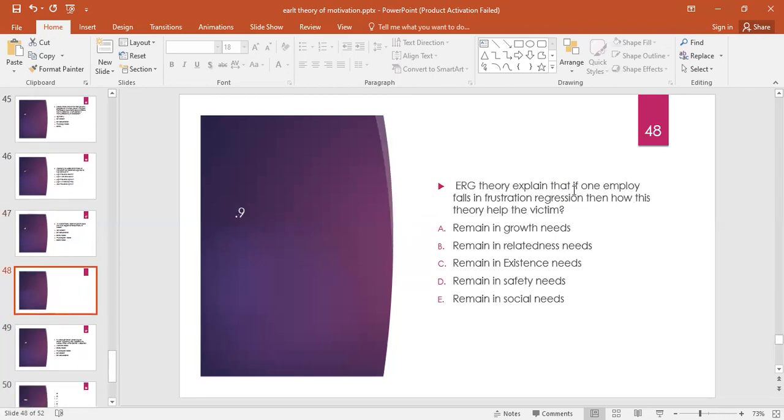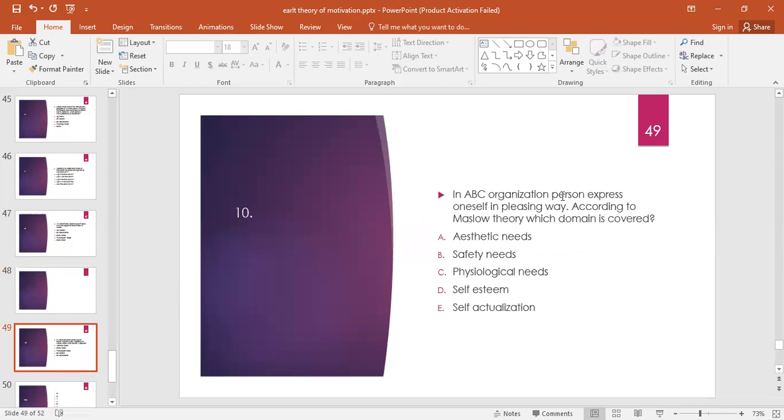ERG theory explains that when an employee falls into frustration regression, how does this theory help? Remain in growth needs, remain in relatedness needs, remain in existence needs, remain in safety needs, or remain in social needs? B? Yes, B is the right answer. When a person falls into frustration regression according to ERG theory, the person remains in relatedness needs, making terms with other people.